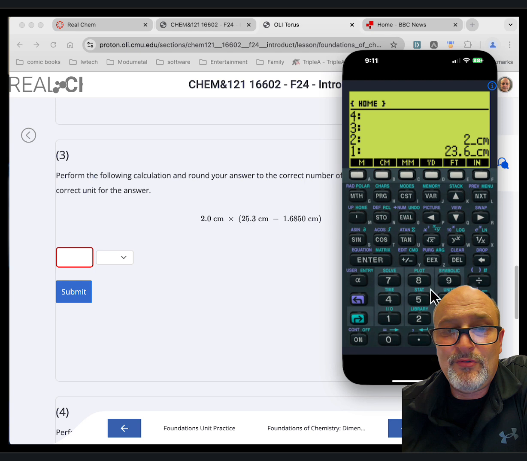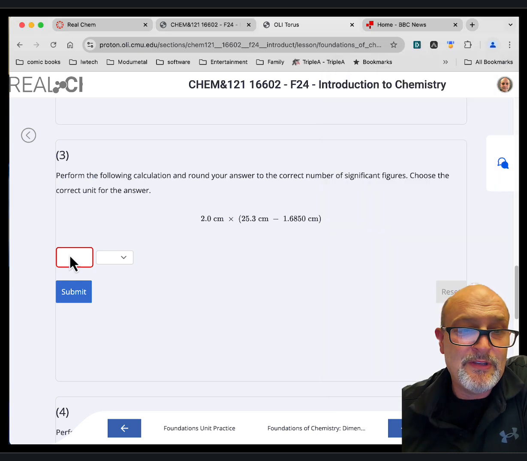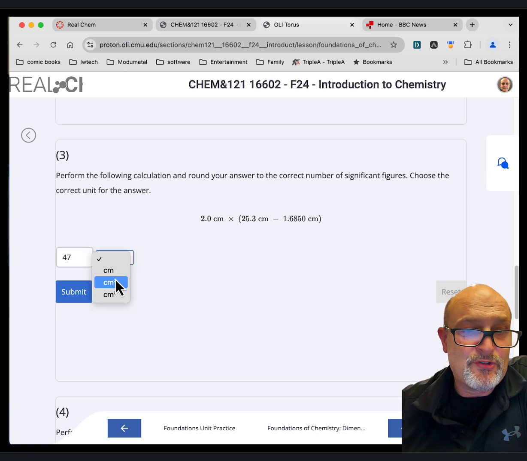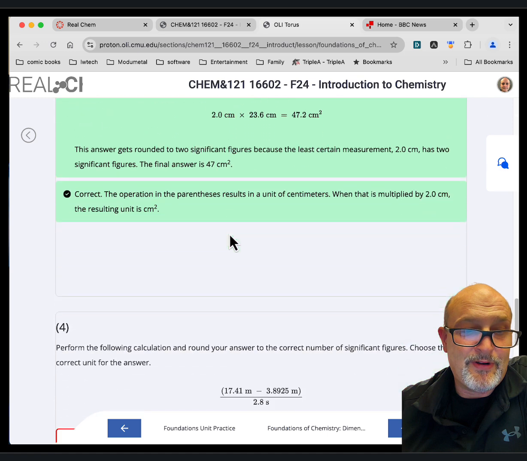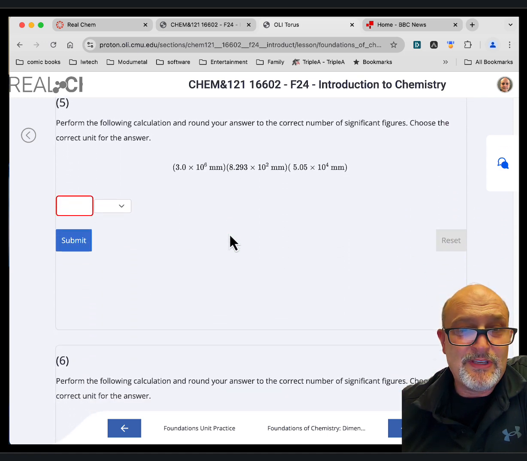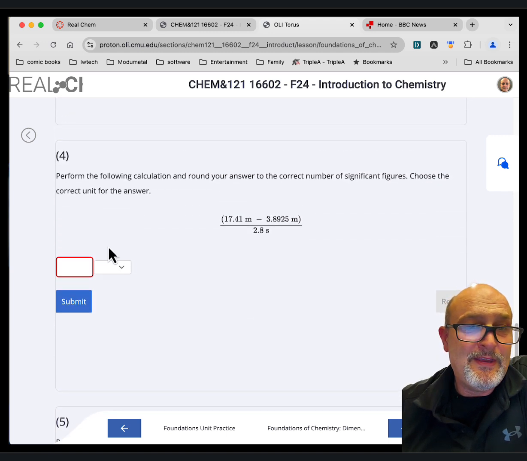Now I have these 2 to multiply, and I get 47.2 centimeters squared, but I only get 2 significant figures, so I get 47 centimeters squared, because this only has 2. So I have 47 centimeters squared, and I submit, and let's see if the magic happens, and we got it right. What do you know? We're doing all right. And so the others are just like this. You can continue and do similar things. Maybe I can show you if you'd like.